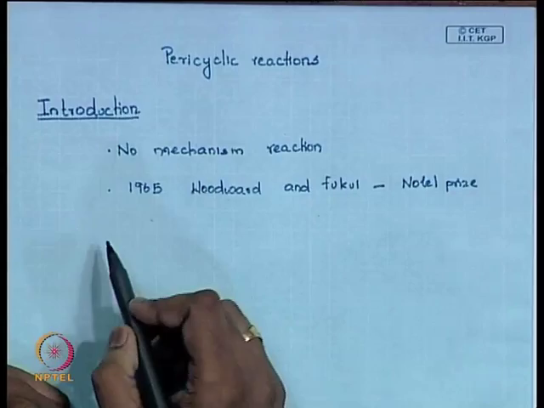Pericyclic reactions have very important utility in synthetic chemistry, like C-C bond formation. What is the famous pericyclic reaction where you do C-C bond formation? Cycloaddition, your Diels-Alder reactions. You can do many important synthetic applications using Diels-Alder reactions. There are ene reactions, Claisen rearrangement, Cope rearrangement. So they started becoming more important in organic chemistry. That is a sort of introduction to pericyclic reactions.